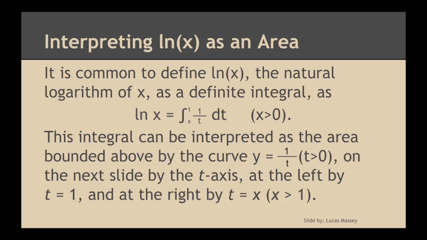Interpreting natural log of x as an area. It is common to define natural log of x as a definite integral, as natural log of x equals the integral from 1 to x of 1 over t dt when x is greater than 0. This integral can be interpreted as the area bounded above by the curve y equals 1 over t when t is greater than 0, on the next slide by the t-axis, at the left by t equals 1, and at the right by t equals x when x is greater than 1.